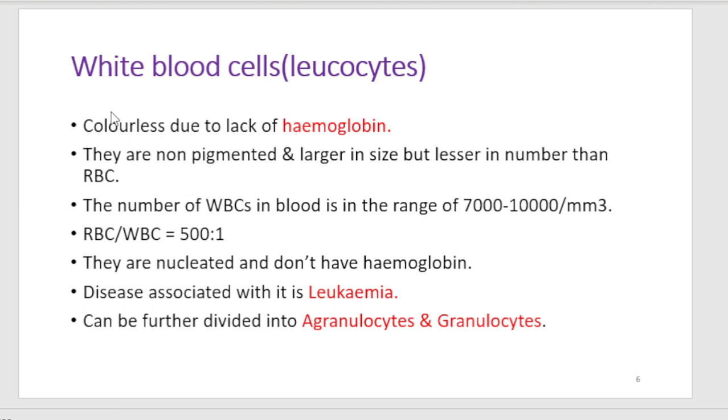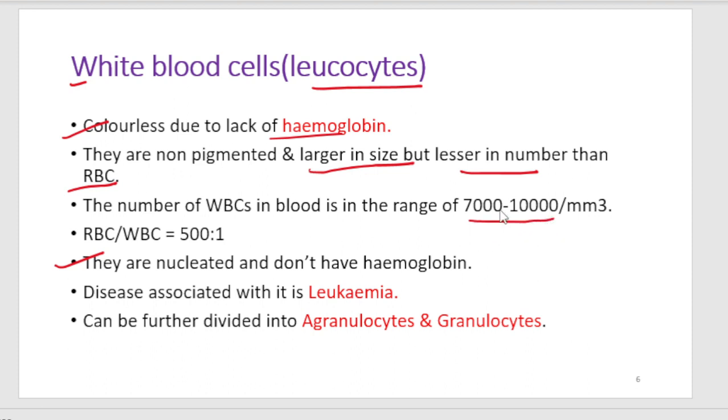Next, the blood cell we will discuss is white blood cells, also called leukocytes. Leukocytes are generally colorless because of a lack of hemoglobin. They are nucleated and generally larger in size, but lesser in number than RBCs. How many RBCs or WBCs are found? They are approximately 7,000 to 10,000 per mm cube.